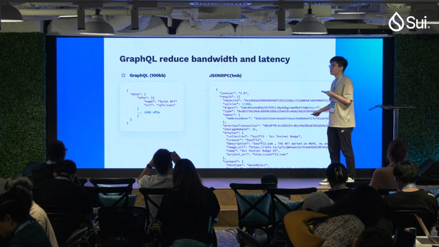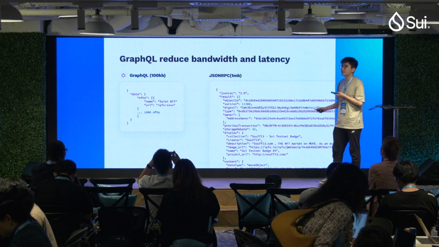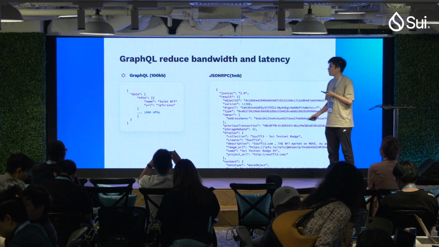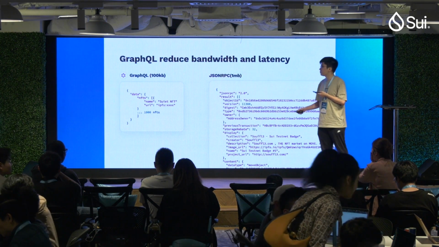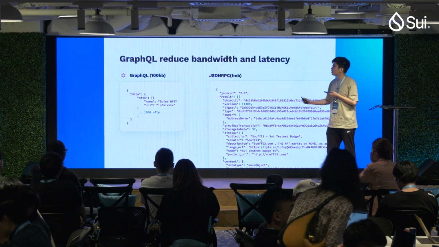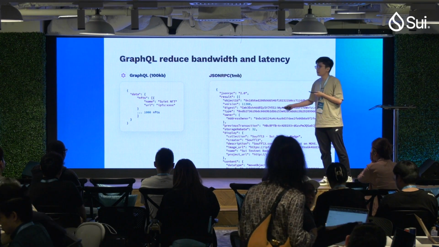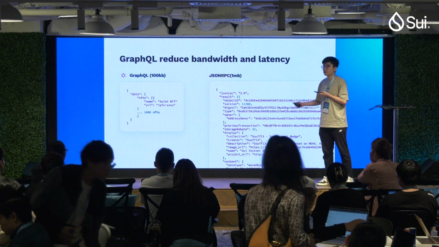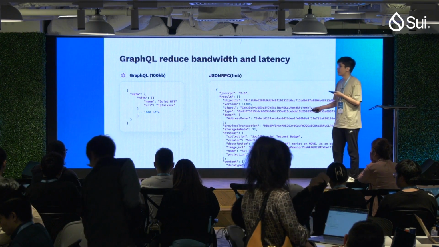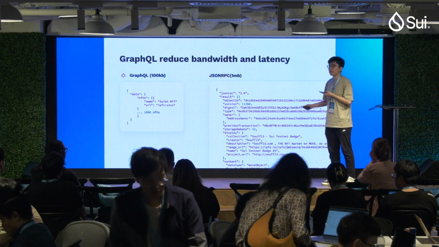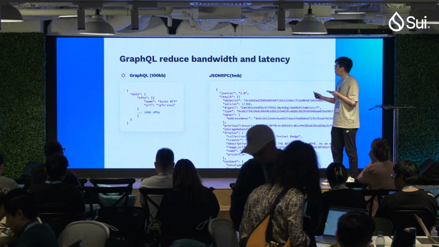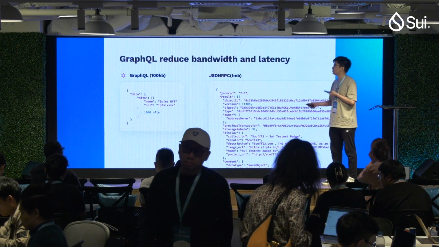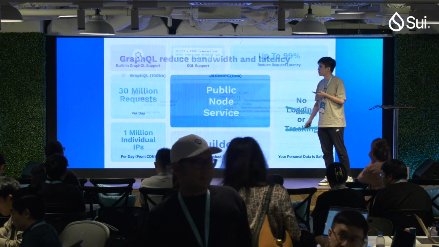Our GraphQL can also reduce the bandwidth and latency of your apps. On the left side, because GraphQL lets you specify which fields you are going to query, it's only taking maybe about 100 kilobytes. But on the right, when you are using JSON RPC, it takes maybe 1 or 2 megabytes. It's maybe 10 or 100 times the response size you saved when using our GraphQL API.